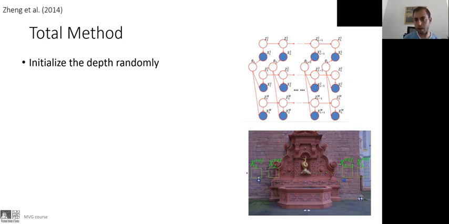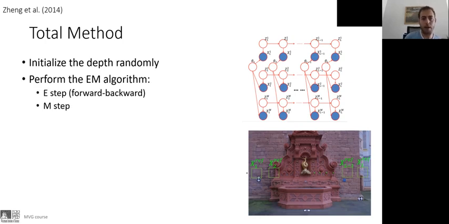The total algorithm is to initialize the depth randomly and then apply the EM algorithm. In the E step, I assume that the depth is known in the first iteration according to my initialization, and I use the forward-backward algorithm to find the probability that each pixel is observed. Then I go to the M step, and I assume that I know the probabilities, and based on the probability, I estimate the depth. This is done iteratively. In the second step, I assume that I know the probability of Z, and I use it to find theta.